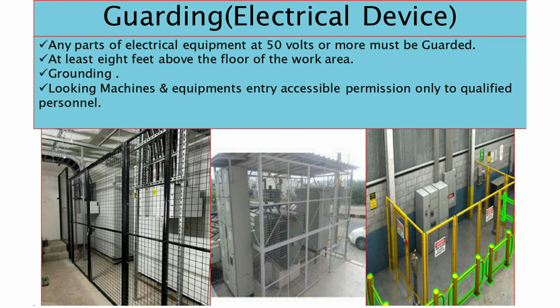Guarding: any parts of electrical equipment at 50 volts or more must be guarded, at least 8 feet above the floor of the work area. Grounding. Locking machines. Equipment entry accessible with permission only to qualified personnel.